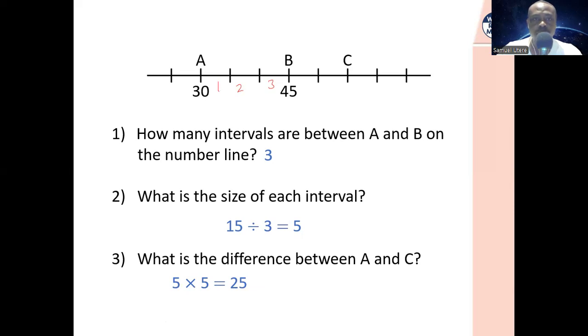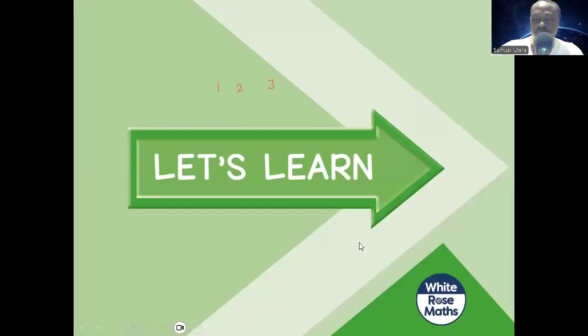Another approach would be to write the numbers on the number line, since you know that the intervals are worth 5 each, so you can start to complete the numbers on the number line, and then you can work out 55 minus 30. It will give you the same answer. Okay, let's do our first learning. Going to rub this off.